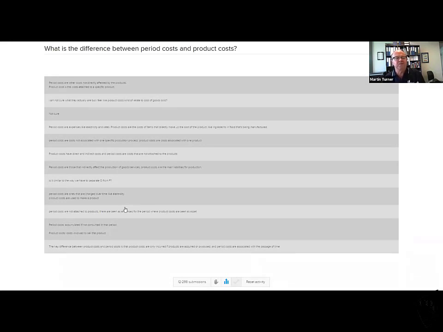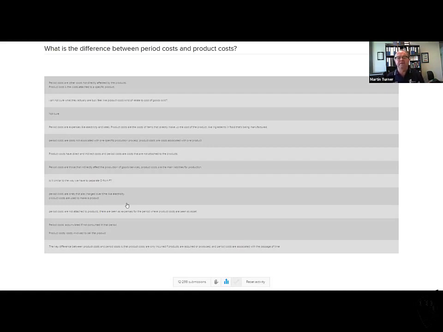Product costs have direct and indirect costs, that's correct, and period costs are costs that are not attached to the products. That's the definition. Period costs are those that indirectly affect the production of goods and services. Product costs are the main liabilities for production. It's also got some truth to it, but you see how vague that is. Period costs, it is true at a superficial level, that they indirectly add value to the product and services. But the point is they are so indirect that we don't attempt to allocate them to the products. But we do allocate indirect costs to products.